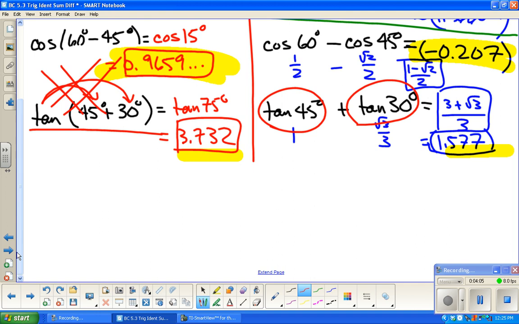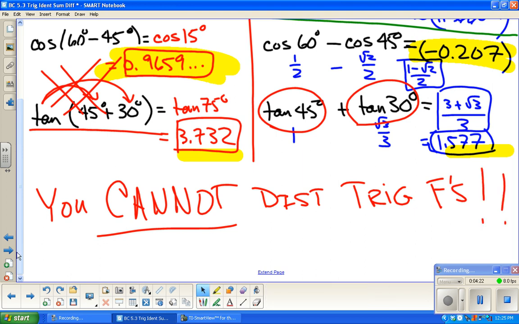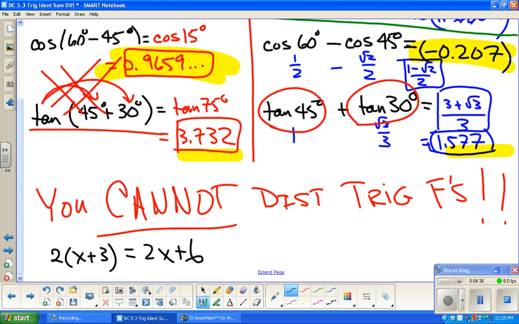Okay? So the moral of the story, you cannot distribute trig functions. Okay, big time. Now, for logarithms there were special properties about adding and subtracting and multiplying and dividing, and for trig functions as well. Okay, so I know you've been playing with stuff like this forever, and you say, sweet, I can distribute that, and you can. You can distribute multiplication across addition or subtraction. That's pretty much it. Okay.